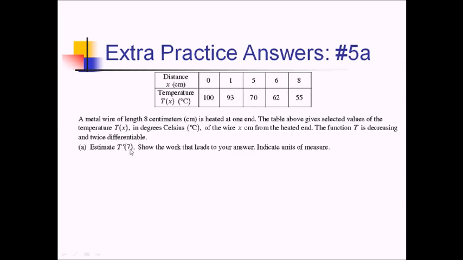So I'm going to choose the interval from 6 to 8. That's the smallest interval that includes 7. Any interval on here that includes 7 would work, but 6 to 8 is going to give us the best answer. So I've got T of 8 minus T of 6 over 8 minus 6. So that's 55 minus 62 over 8 minus 6, and that reduces to negative 7 over 2, so negative 3.5.